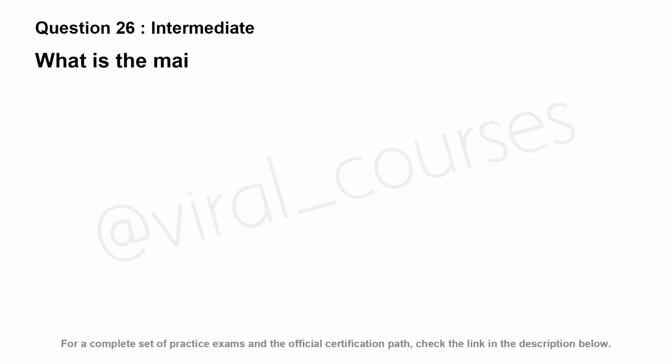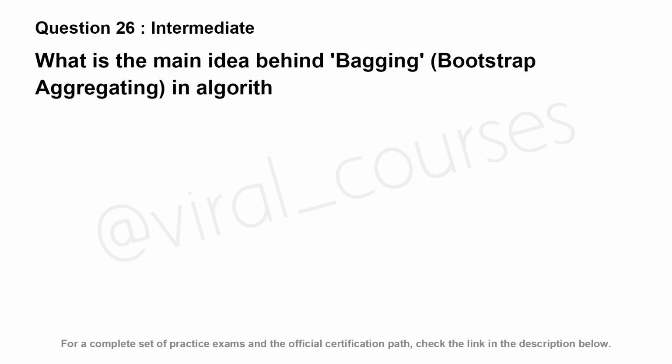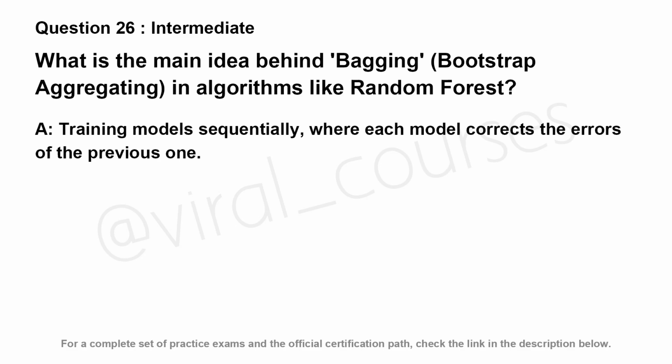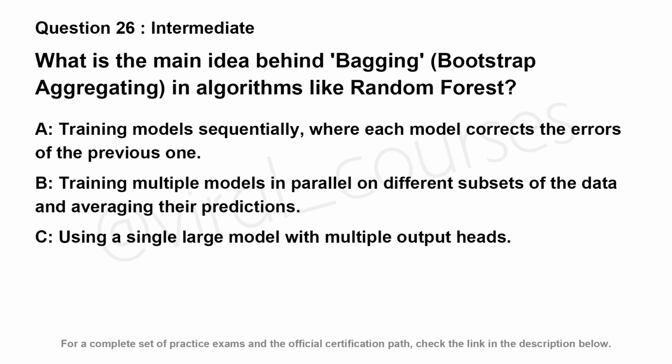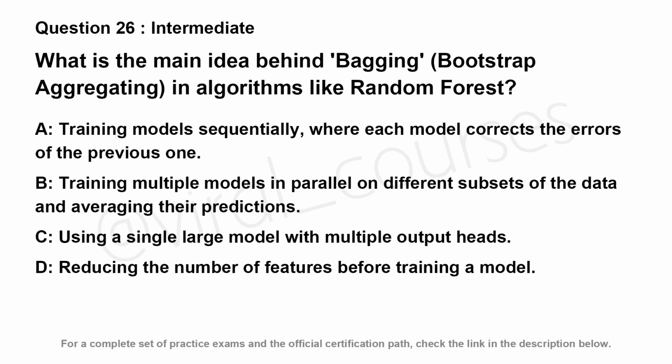What is the main idea behind bagging, bootstrap aggregating, in algorithms like random forest? Option A. Training models sequentially, where each model corrects the errors of the previous one. Option B. Training multiple models in parallel on different subsets of the data and averaging their predictions. Option C. Using a single large model with multiple output heads. Option D. Reducing the number of features before training a model.